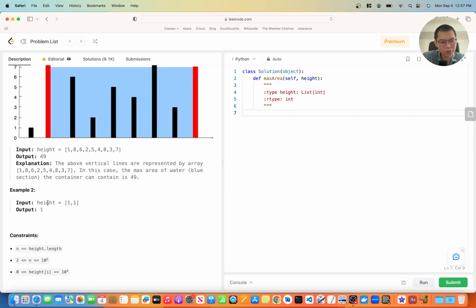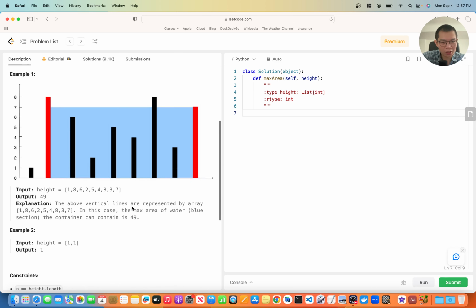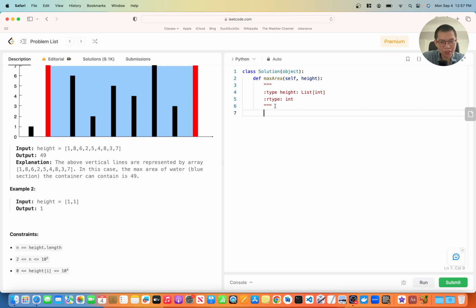And if you are given two heights, 1 and 1, the output is 1, which makes sense, right? You have a height on the left of 1. Imagine there's another height of 1 on the right side. So a height of 1, a width of 1, 1 times 1 is 1. So that makes a lot of sense. This is not a hard problem, so let's do it. Even though it's a LeetCode medium, it's not a hard problem once you understand it, which is actually true for any problem, right? If you understand it, it's not going to be that difficult.